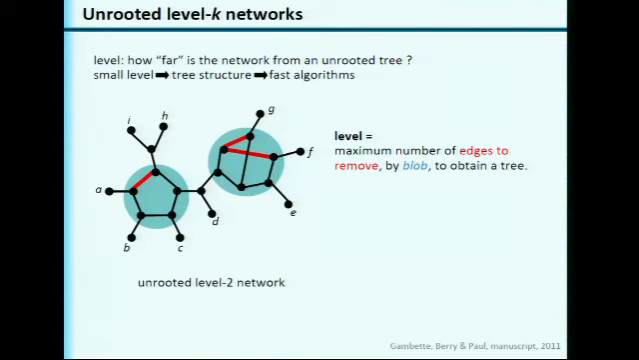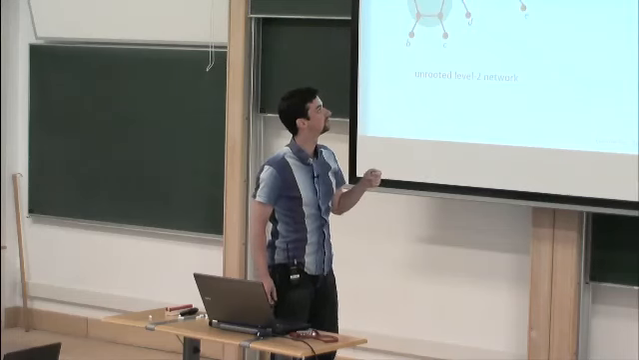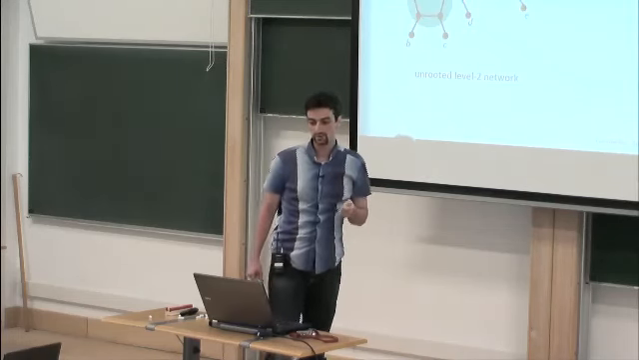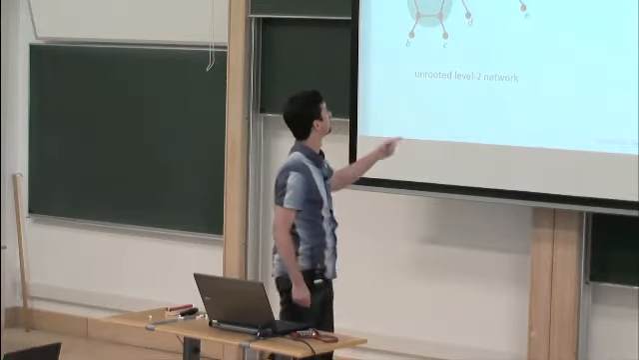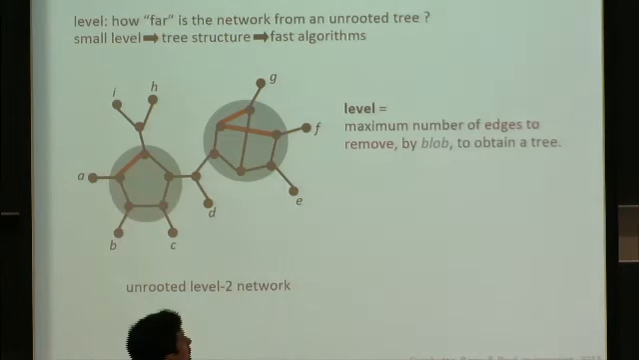and this will lead to fast algorithms. So we tried to extend this definition to the unrooted networks, explicit still, where you can still interpret the nodes as species. And the idea here is to go to the edges and to say that it's the maximum number of edges to remove per blob to obtain a tree. So here, for example, in this blob you have 2 edges to remove to obtain a tree. And it's a maximum, so it's an unrooted level 2 network.